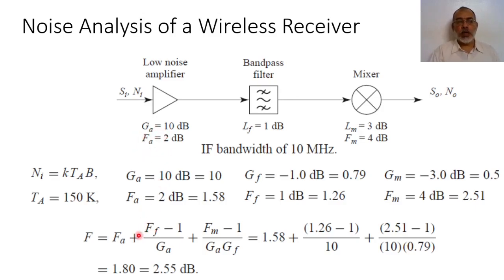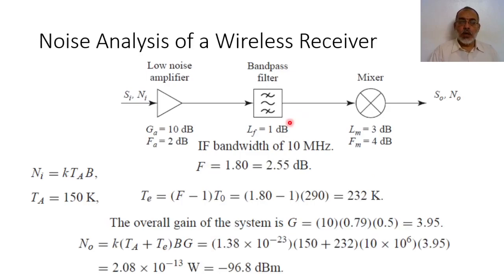Now, we have determined the noise figure of all this system. The question now: what would be the output noise if this receiver is connected to an antenna with a noise temperature of 150 Kelvin? So in this case, the input noise would be K multiplied by the noise temperature of the antenna multiplied by the bandwidth, which is 10 megahertz. So this is the input noise. The output noise can be determined in terms of the noise figure and the input noise.